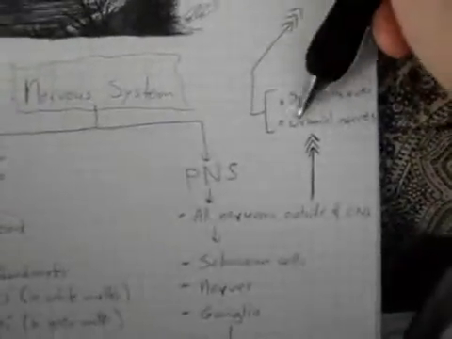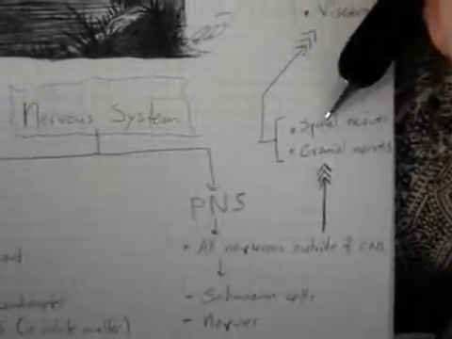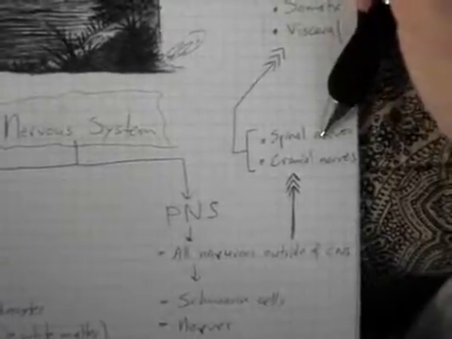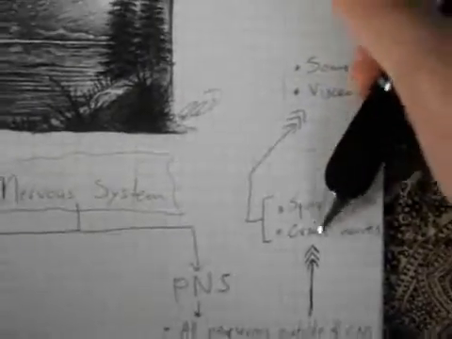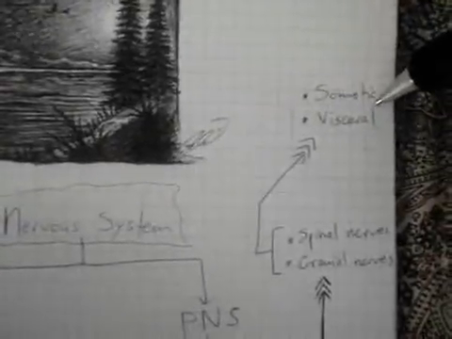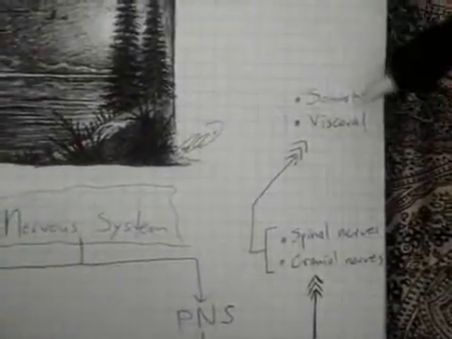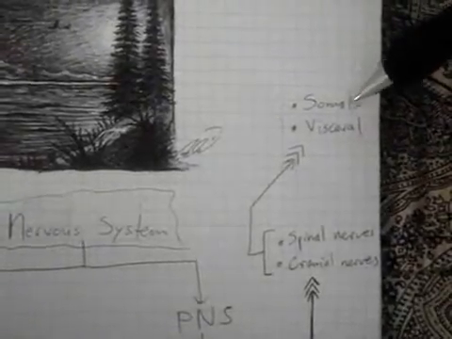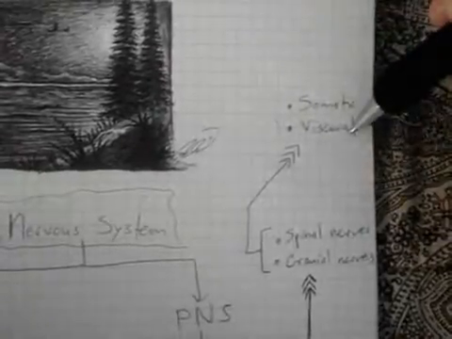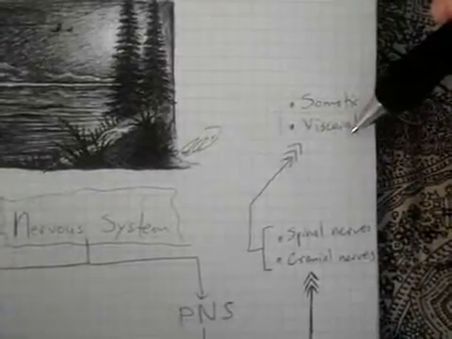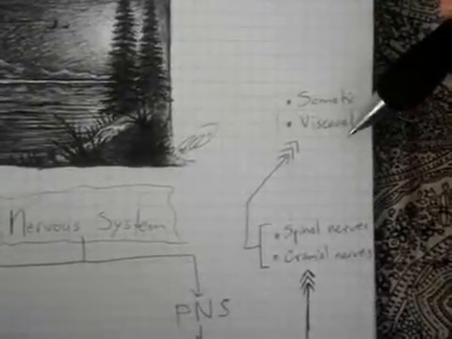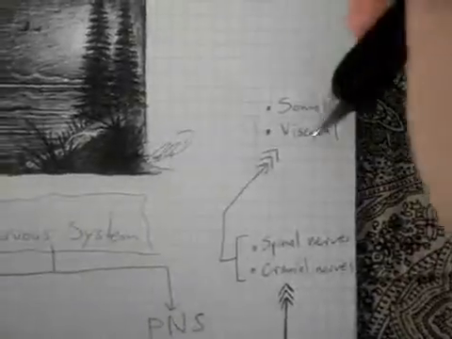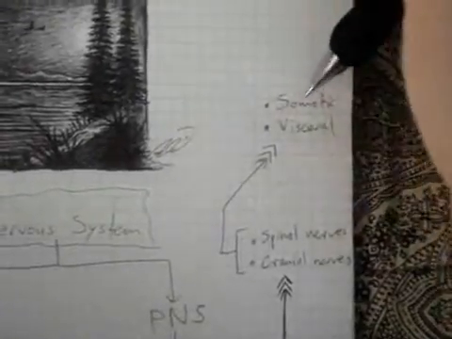Finally, for the peripheral nervous system, the types of nerves it contains include spinal nerves and cranial nerves. Within both you'll have a mixture of somatic and visceral neurons. Somatic neurons are associated with the skin and skeletal muscles. Visceral neurons are associated with visceral organs, internal organs, as well as glands. You can have sensory and motor within each of these, so you can have somatic sensory.